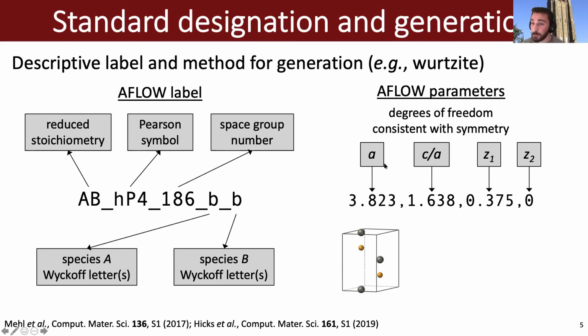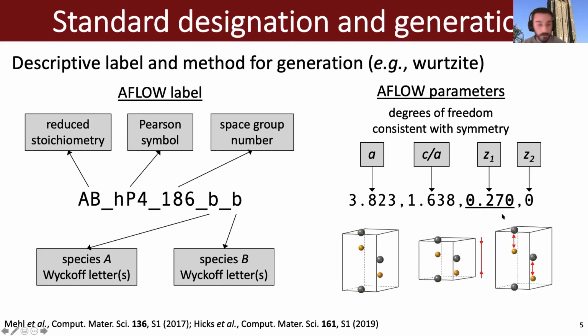What's useful with this designation is that you can tune these degrees of freedom. For example, if we change the c over a ratio, we can squeeze the cell in the z direction. Or additionally, we can change the z positions, and we can change the distances between the atoms. So even though this is one prototype label, we can generate many different crystal prototypes by tuning these parameters. It's nice because you can change the degrees of freedom but preserve the underlying symmetry. So even if you change these, you're going to have the same symmetry. And so this is a very powerful prototyping tool.